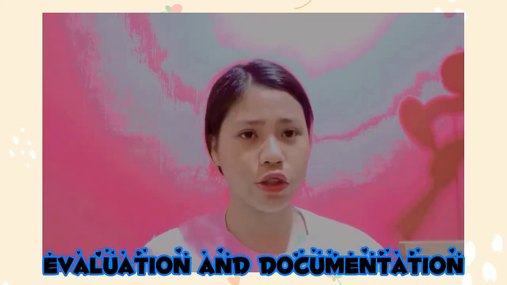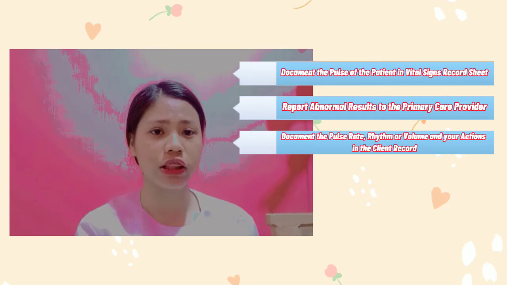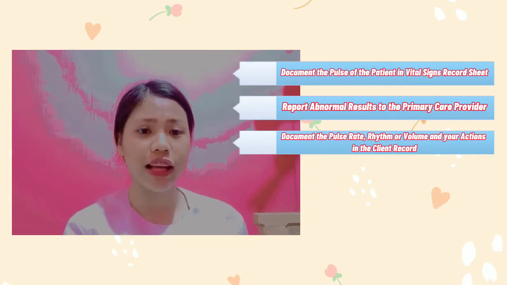For evaluation and documentation, document the pulse of the patient in the vital sign record sheet. Then, report abnormal result to the primary care provider. And lastly, document the pulse rate, rhythm, and volume and your action in the client record.